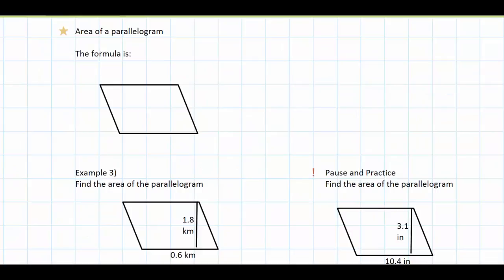Area of a parallelogram. The formula for the area of a parallelogram is area equals base times height, or A equals B times H. Remember that this is the base and this is the height.